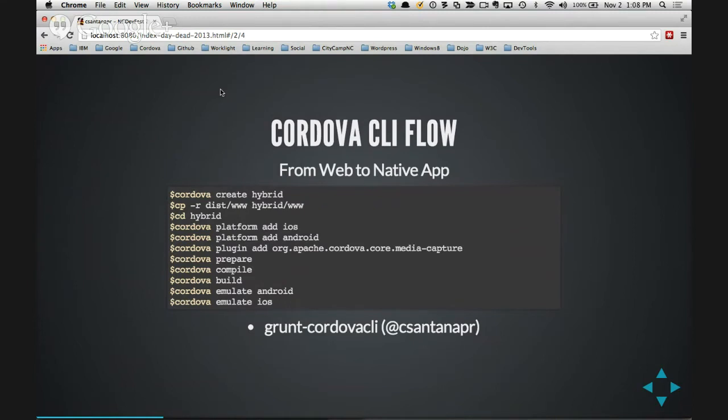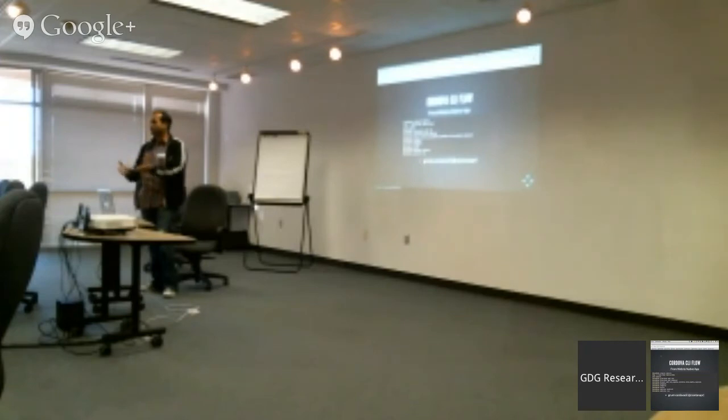GruntJS is a task runner built in JavaScript with Node. Are any of you familiar with Ant, or task runners? It's basically the same thing, but it's written in JavaScript, so it automates things.